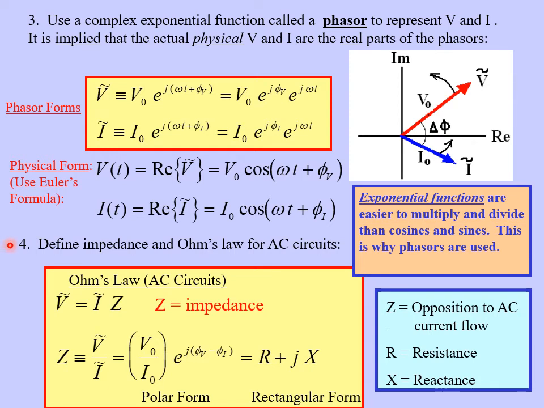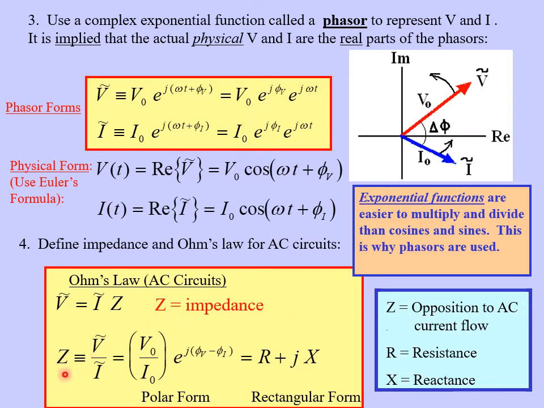Okay, with all of that, we can now define impedance and Ohm's law for AC circuits. So Ohm's law for AC circuits, instead of V equals IR, we have V equals IZ, where V and I are the phasor voltage and current, and Z is called the impedance of the circuit or of the device that we're measuring here. So what is impedance? Well, you can think of impedance as the opposition to AC current flow, just like resistance was the opposition to DC current flow. That's a general conceptual idea of what impedance is.